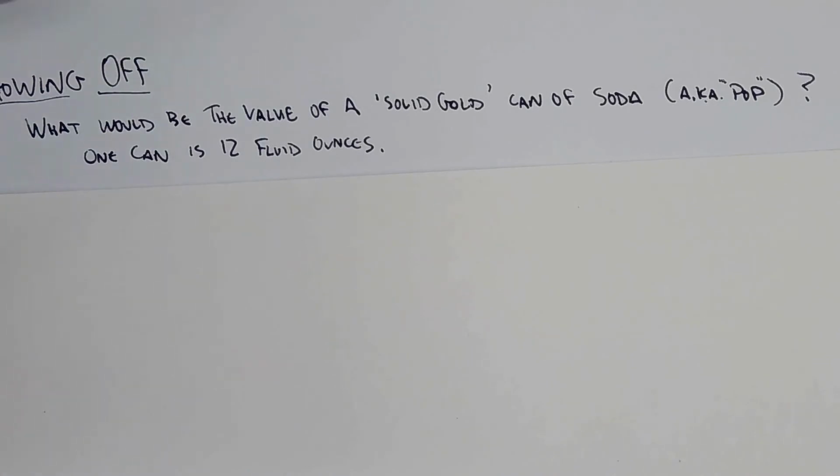So we'll imagine a solid gold can of soda, and what would the monetary value of that be at this given moment in our history? Well, the can itself is 12 fluid ounces. So this is a little bit of an open-ended question.